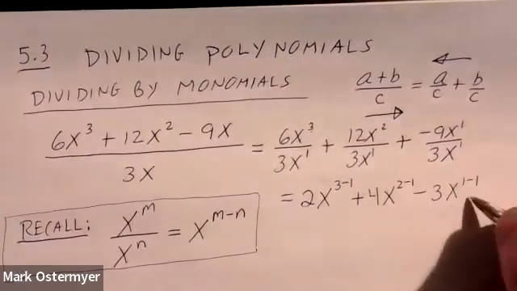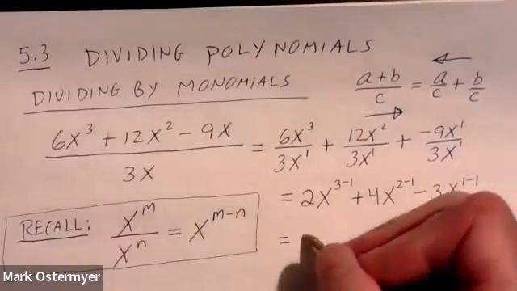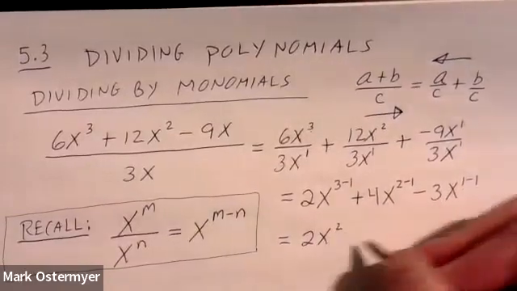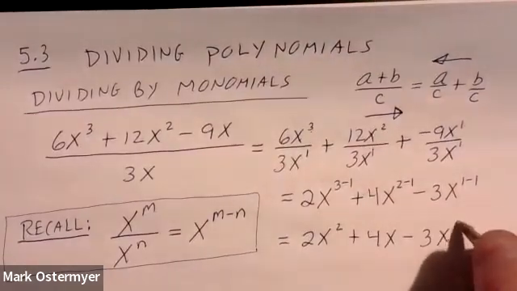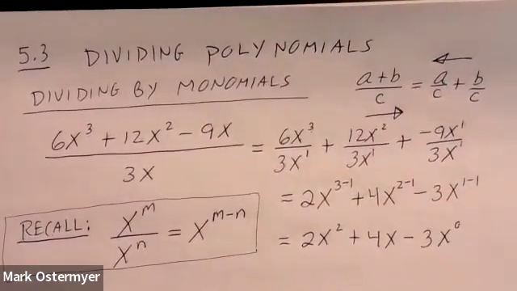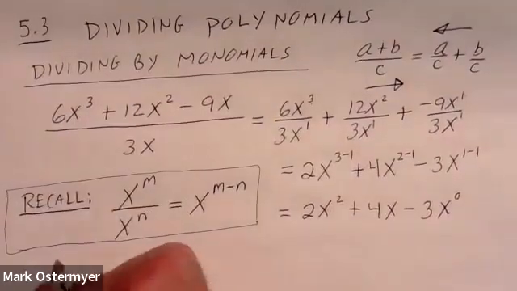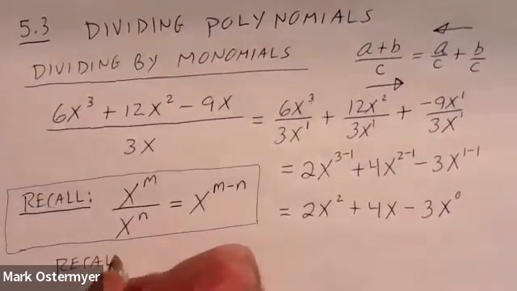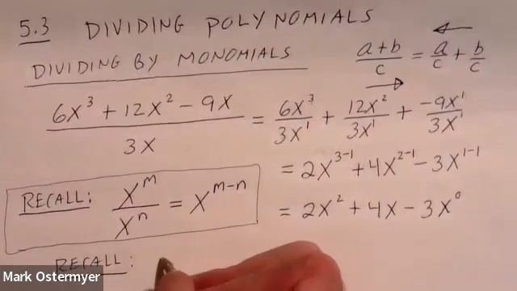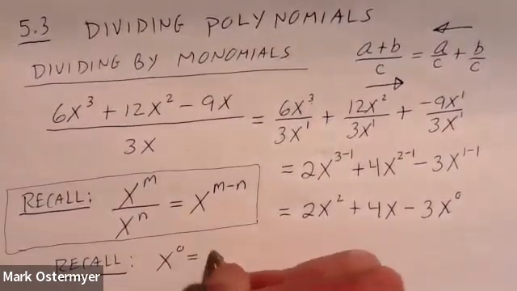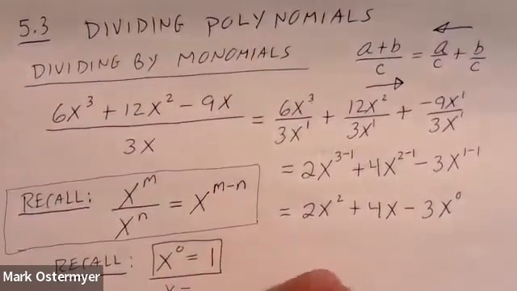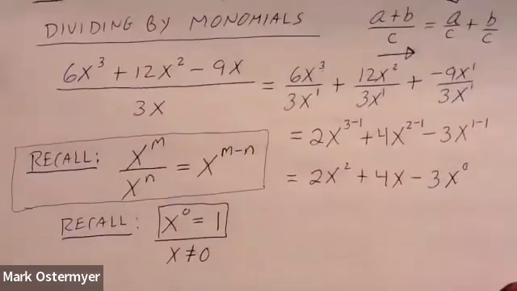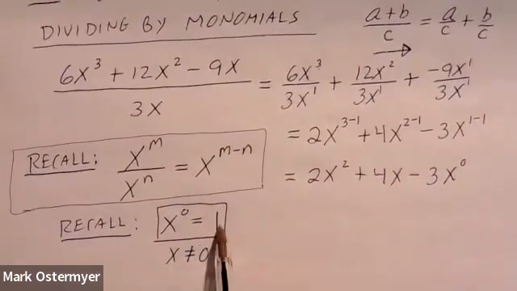I'll get back to this in a moment and tell us what to do with that. So we have 2x squared plus 4x minus 3 technically times x to the 0th power. But you know what? It's a well-known fact in mathematics that if we raise any non-zero quantity to the 0th power, we always get 1. This is always true, provided, of course, we don't raise 0 to the 0th power, because that's called an indeterminate form. But you raise any other quantity to the 0th power, it's always 1.